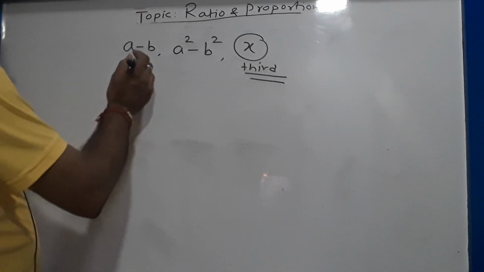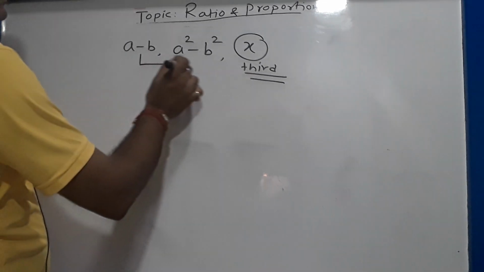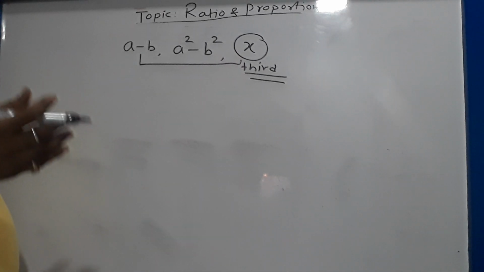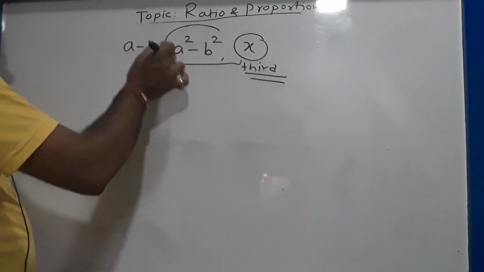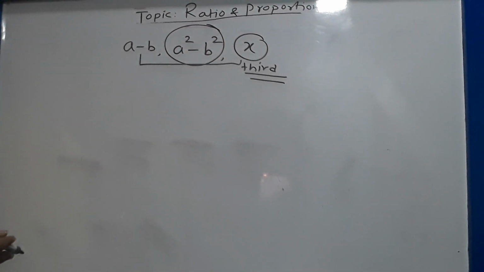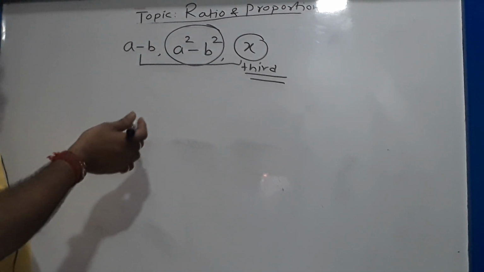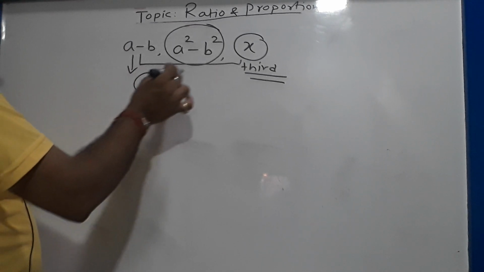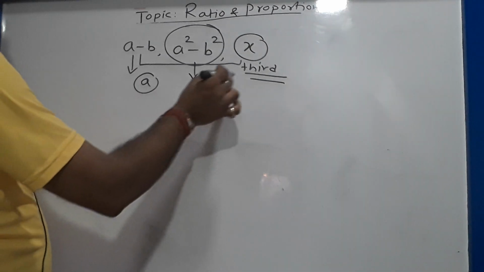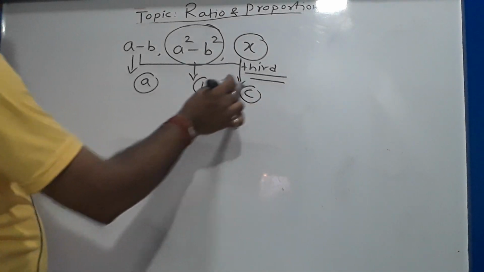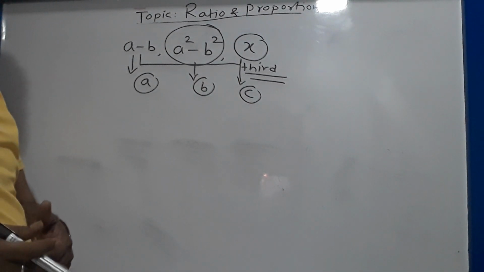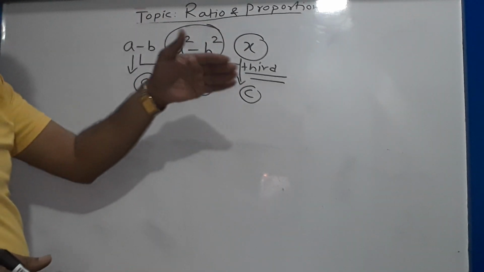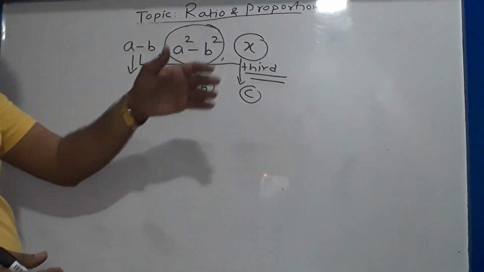So when three numbers are there, we use the concept of continued proportion or mean proportion. This is the mean value. So we go by the definition. This is my A, this is my B, and this is my C, because there are three numbers. So when it is asked for the third number, third proportion, we take the third number as x. If it is asked to find the fourth proportion, we take the fourth number as x.